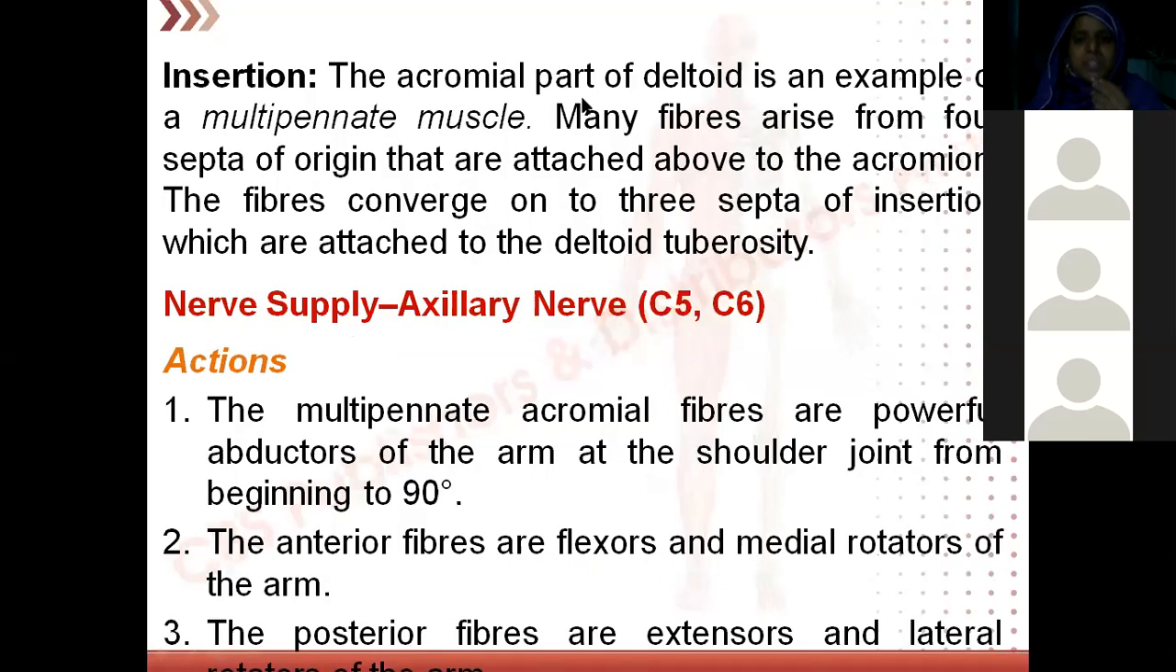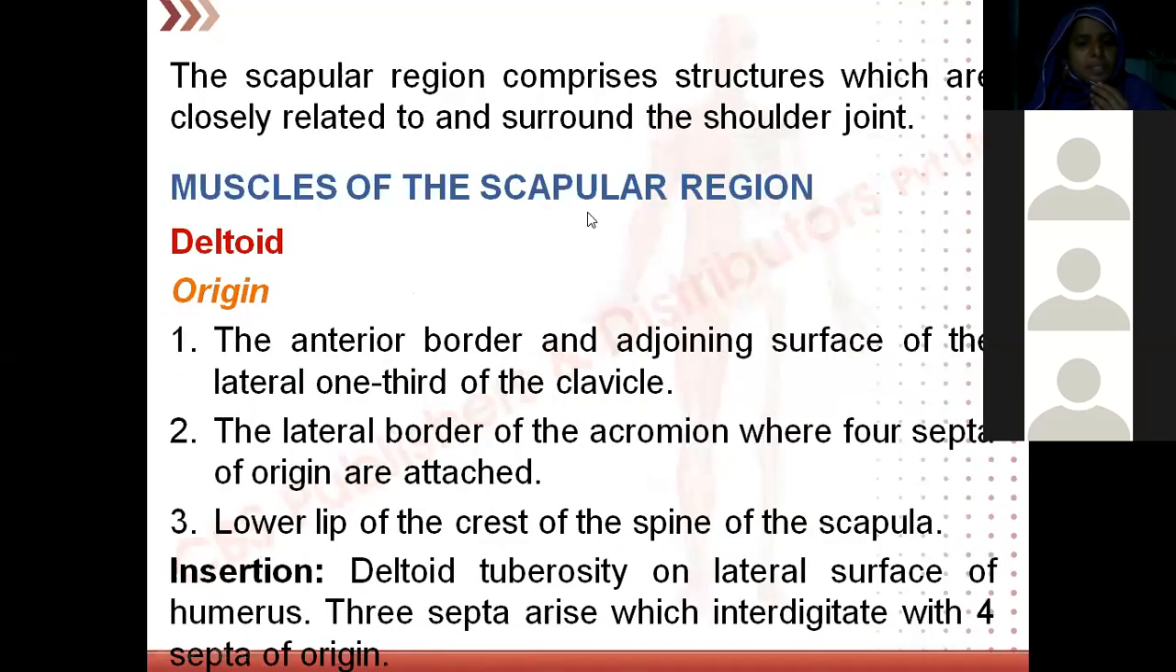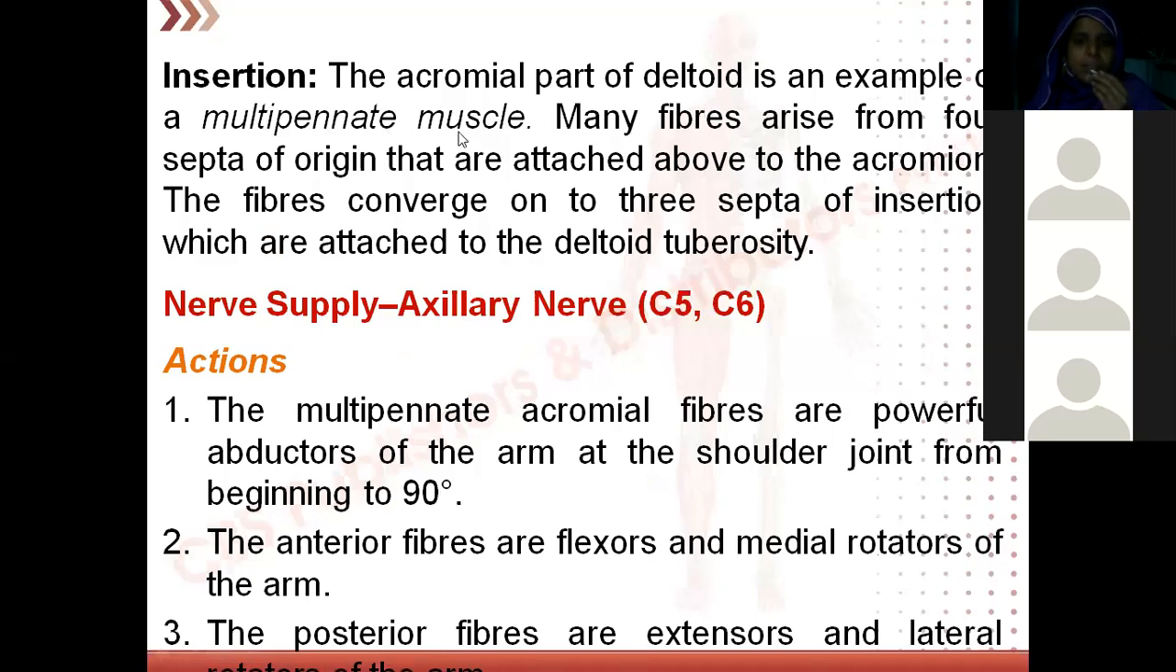So insertion. Where is the insertion of this muscle? It's a multipinnate muscle, and many fibers arise from the 4 septa of origin that are attached above the acromion. They converge. Where is the insertion? The deltoid tuberosity. Meghana said its root value is C5, C6, and Abhinav told us the nerve is the axillary nerve.